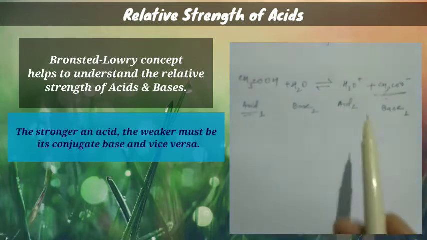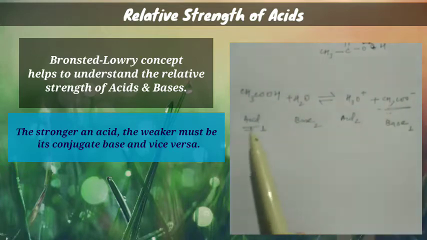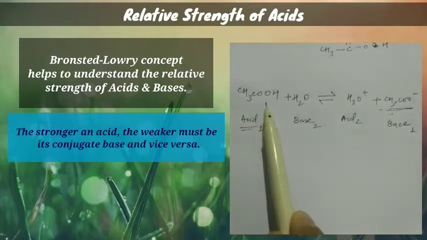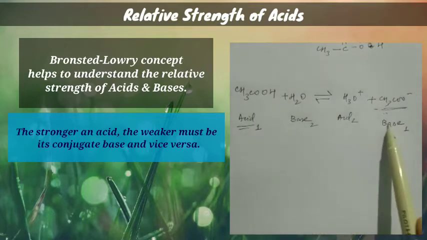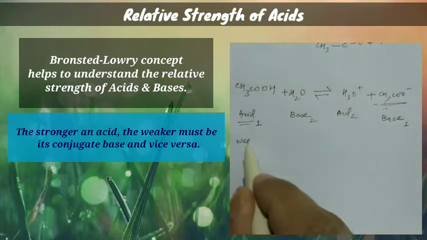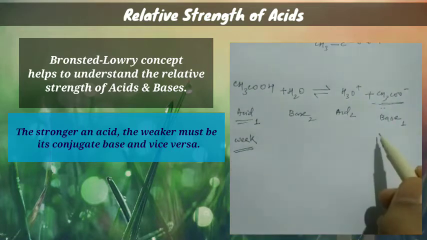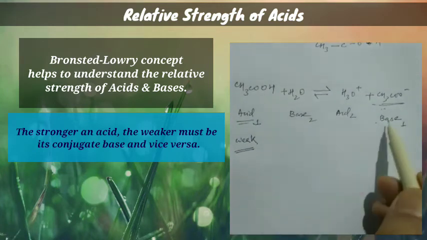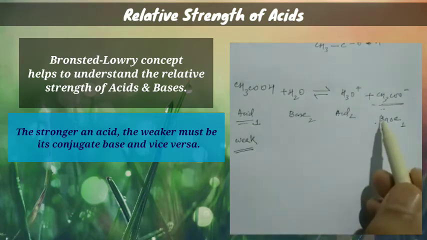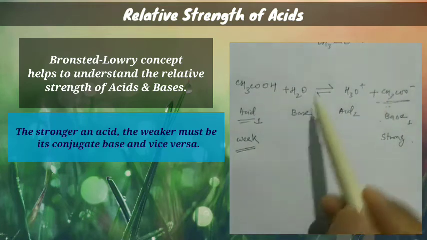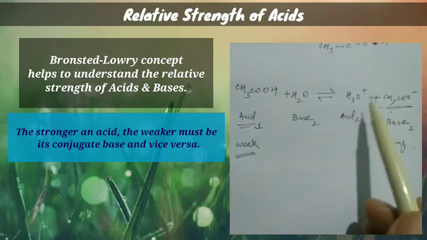Here we know that acetic acid is a weak acid. Since this is a weak acid, this will be a strong base. We have already understood this, no? Since this one is a weak acid, its conjugate pair will be strong. Clear? So that means this forward reaction rate is not so high.